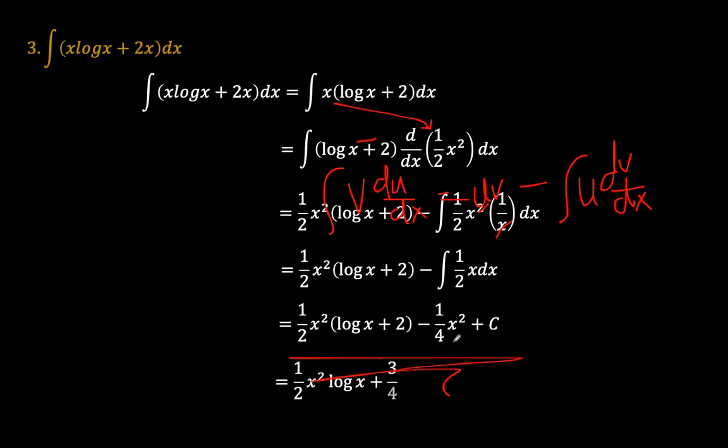Okay, well, you could simplify this a quarter by subtracting a quarter from 1, since a half times this 1 is 1, and so we have half x squared log x plus 3/4 x squared plus c.